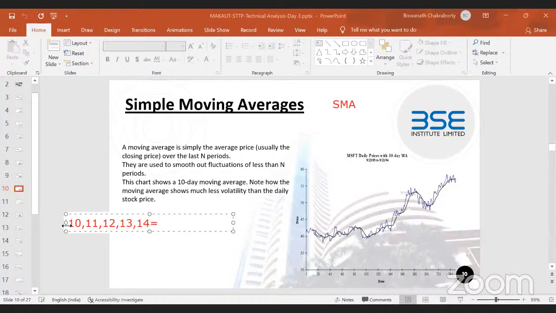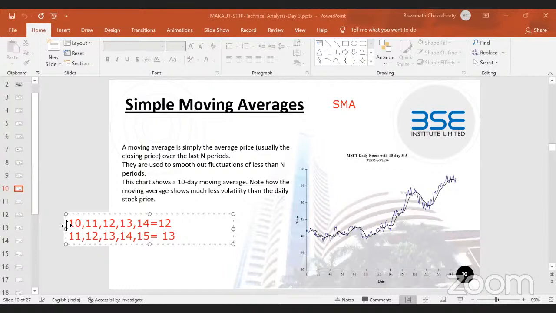So what we are going to do, we add it up: 10 plus 11 plus 12 plus 13 plus 14, divided by 5. So 12 will come out. Today, 23rd February, the market is over, which means the new data become available. Now, what are the new data? Because we are going to derive the 5 day simple moving average, the data points must be 11, 12, 13, 14, and say, for example, today's closing price is 15. So what will my moving average be? That is 13.